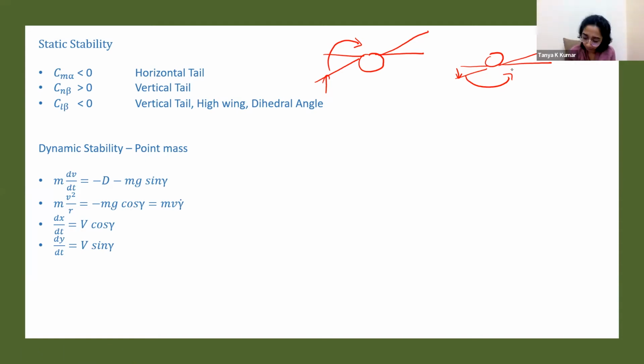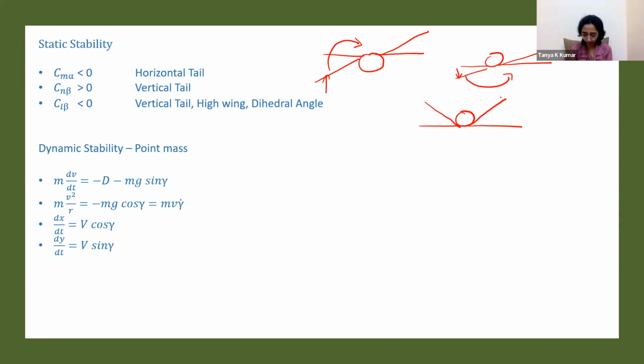Now, how do you make it stable? You introduce a small dihedral angle. So, what is a dihedral angle? Your initial low wing was like this. Now you introduce a dihedral angle, that is this. And as derived in the lectures, these contribute towards lateral stability. So this is the conclusion of your static stability. These are the three derivatives that tell you whether your aircraft is statically stable in the longitudinal sense, directional sense, and lateral sense.